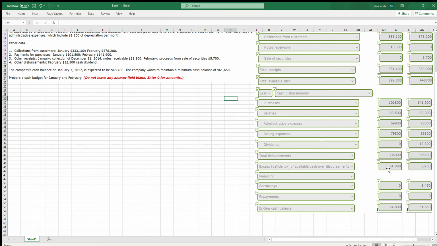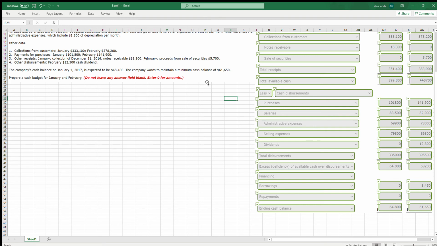Okay, the next thing we have to look for is part 3 of our statement. That's going to be financing. And financing is important because it gives the company an opportunity to borrow money if it's under its minimum cash balance for the month or for that period. And if it has excess money, it can invest it or it can repay off debt. So we're going to go ahead and look at this problem. Under available cash over disbursements, we're left with $64,800.